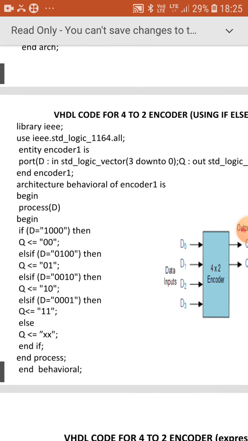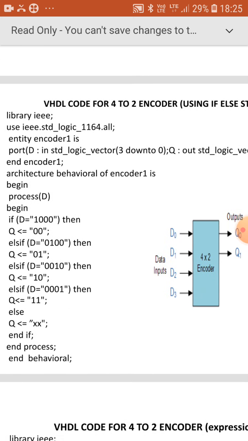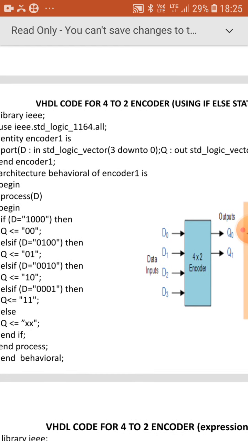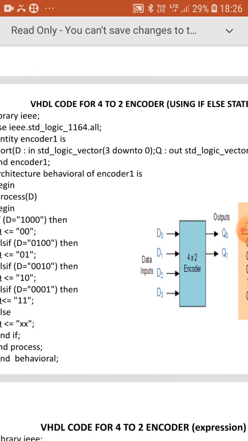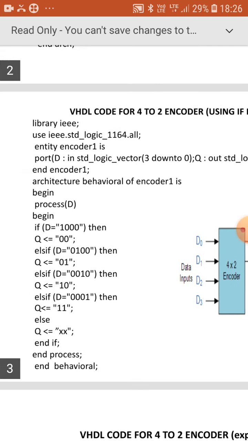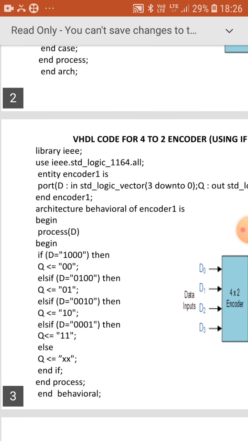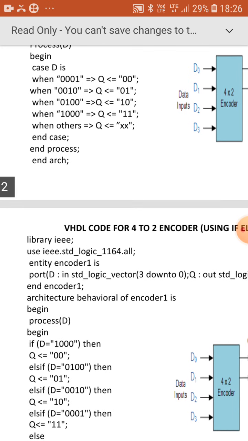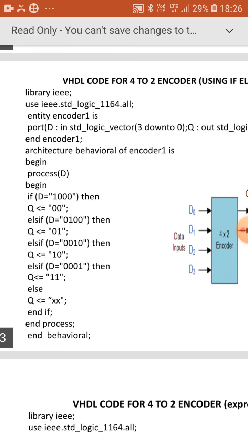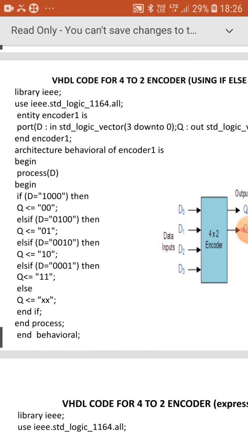Next, we will see how to write the VHDL code for 4 to 2 encoder using if-else statement. Okay. In the previous program, I used case statement. Here, I am using if else statement. Okay.